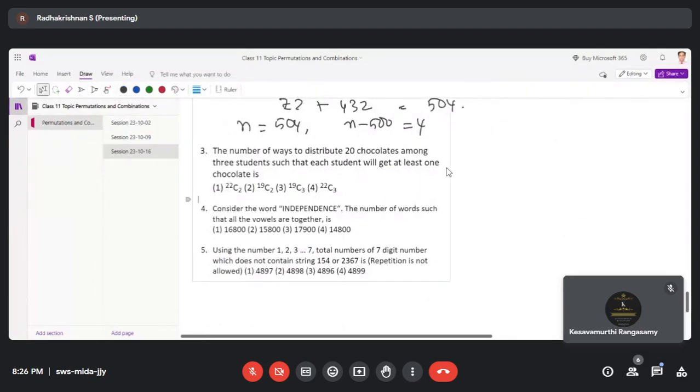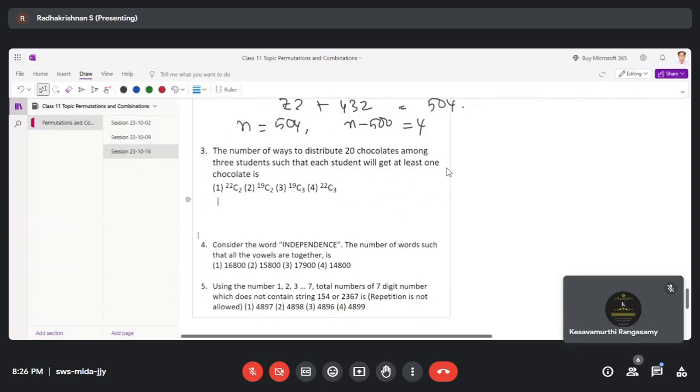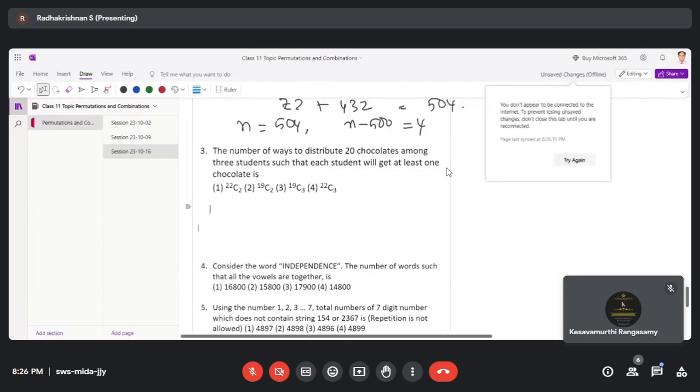I think we'll have time to do this problem, but the remaining problems again I'm going to give to you as homework. There are a couple of problems. This problem is very interesting. The number of ways to distribute 20 chocolates among 3 students such that each student will get at least 1 chocolate. So here the 20 chocolates are similar, identical chocolates.